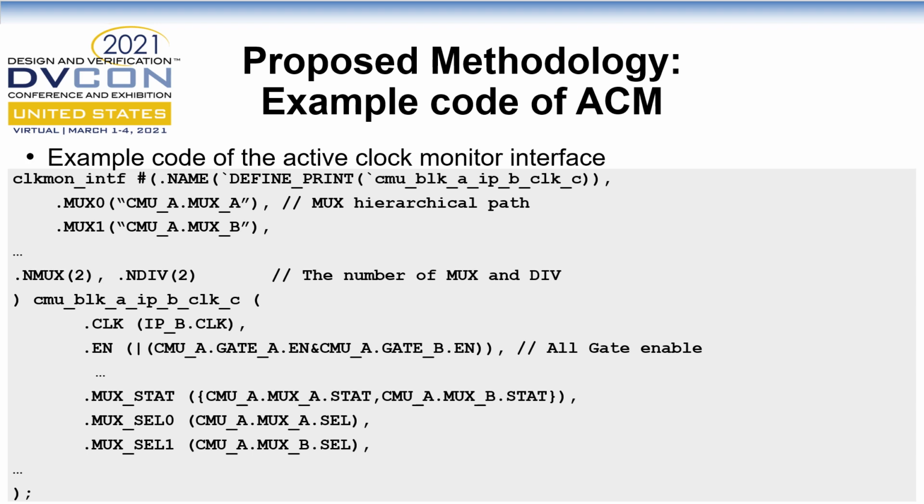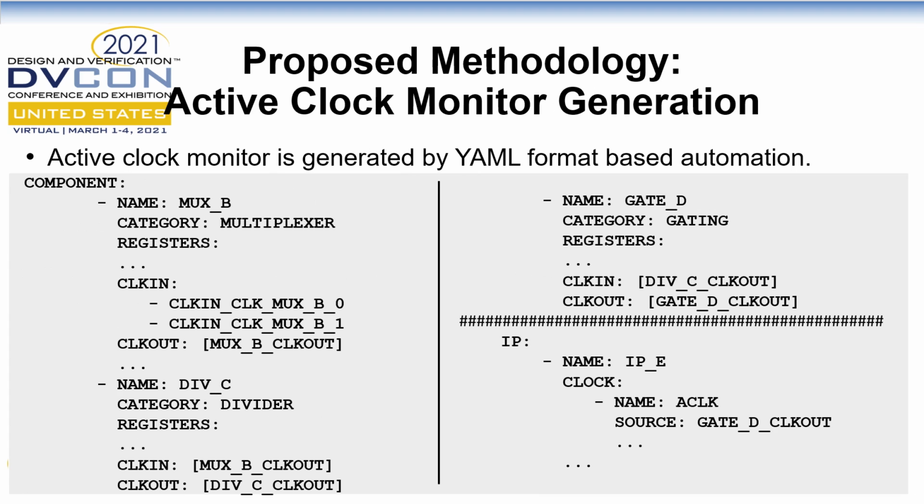The basic operating principle of this ACM is that when the IP clock is changed, it binds one of the related CMU couples that changes the status. As I mentioned earlier, the database which indicates the relationship between CMU components and IP clock is the most important point in this proposed methodology.